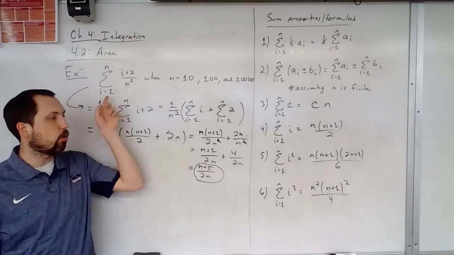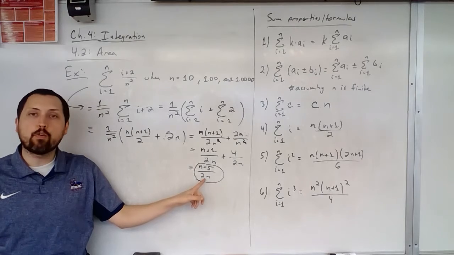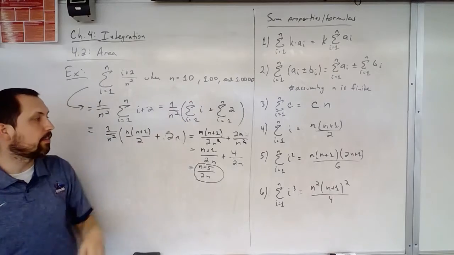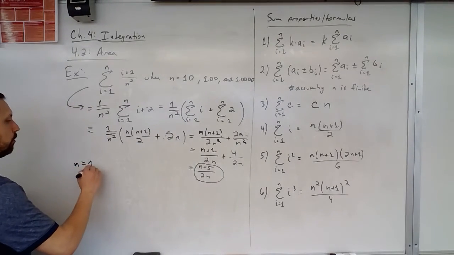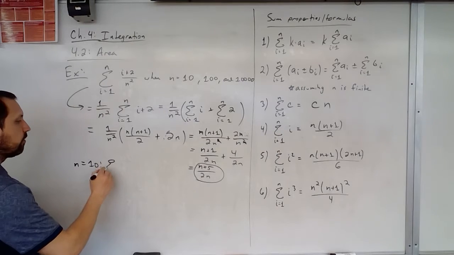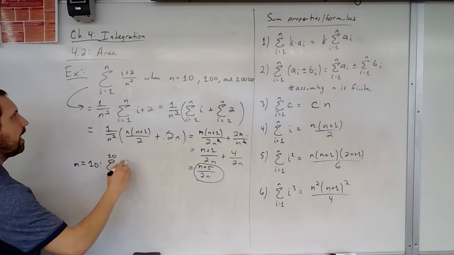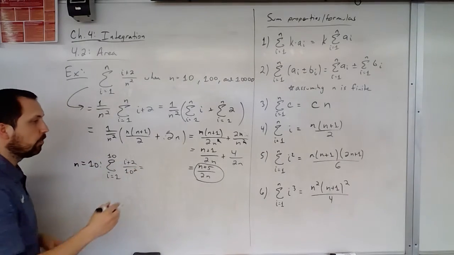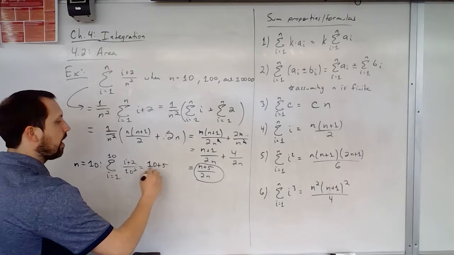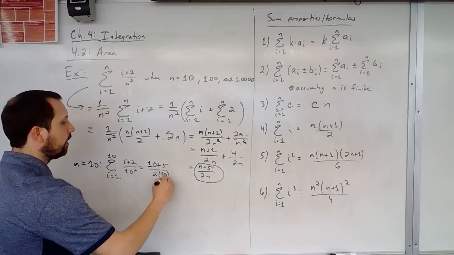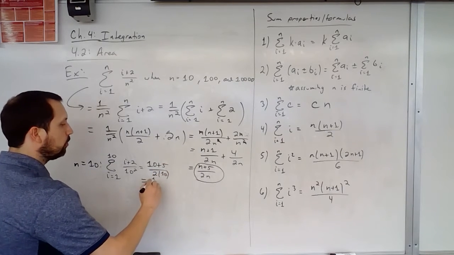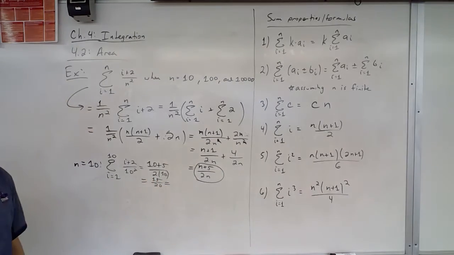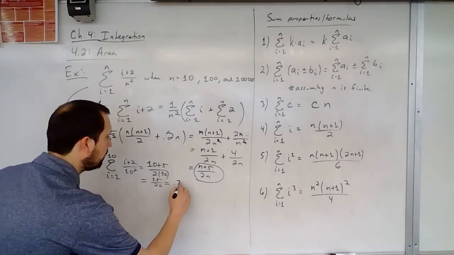So this whole thing, this whole sum, can be simplified to this formula. And notice now this is going to be very easy when I plug in values of n. So when n is equal to 10, this sum from i equals 1 to 10 of i plus 2 over 10 squared is going to be equal to 10 plus 5 divided by 2 times 10. Or in other words, this is equal to 15 divided by 20. Or if we do this as a decimal, this is going to be 0.75.